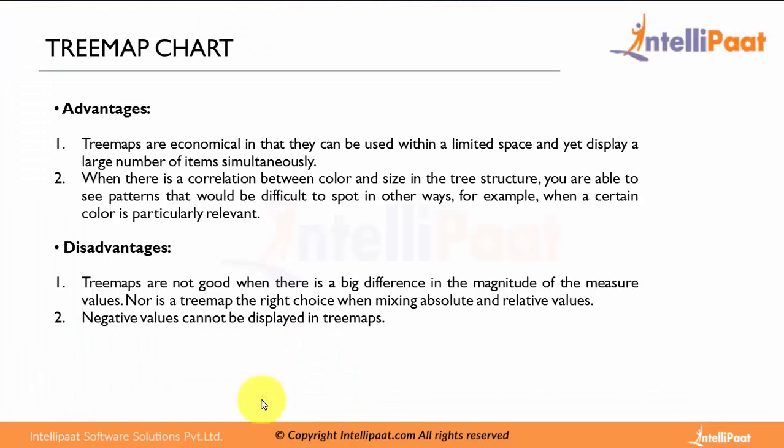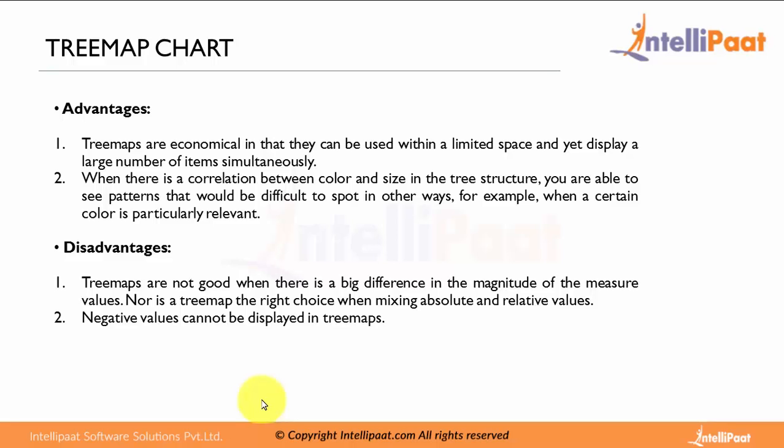Tree maps are economical in that they can be used within a limited space and yet display a large number of items simultaneously. So for these dimensions, whatever values we have for that particular dimension variable, they will be displayed, and without any confusion, it will look appealing. Whereas when we go to pie charts, if you have more than 6 to 8 slices, it will not look good. When there is a correlation between color and size in the tree structure, you are able to see patterns that would be difficult to spot in other ways, for example, when a certain color is particularly relevant.